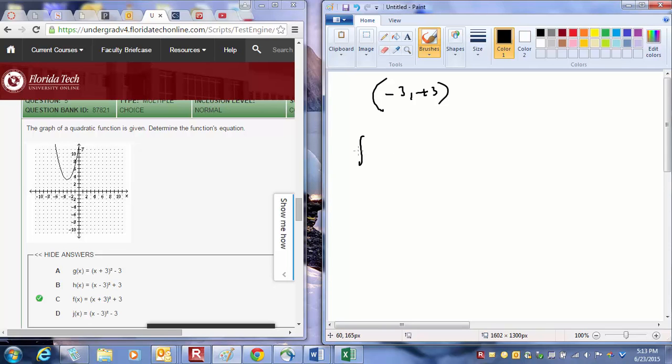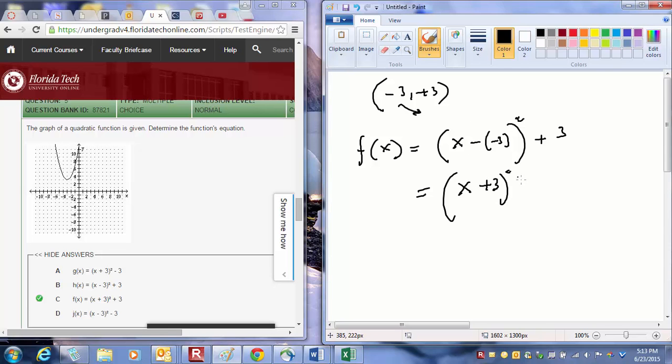So we're going to say f of x equals a, which is 1, times (x minus h), what is h in this case? Negative 3, quantity squared, plus k, and k is 3 in this case. So let's simplify. This would be negative negative is positive, and that's a plus 3. So f of x is (x plus 3) quantity squared plus 3, and that would be part C is the final answer.